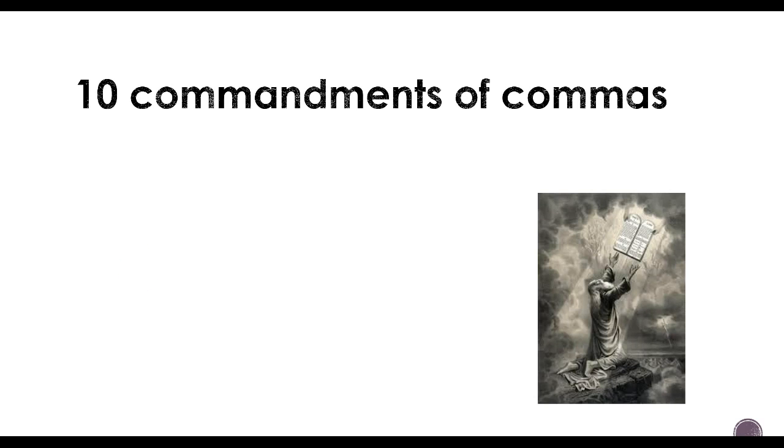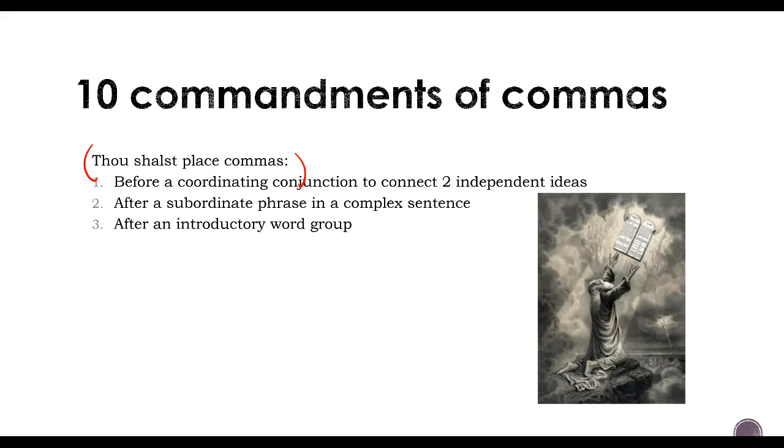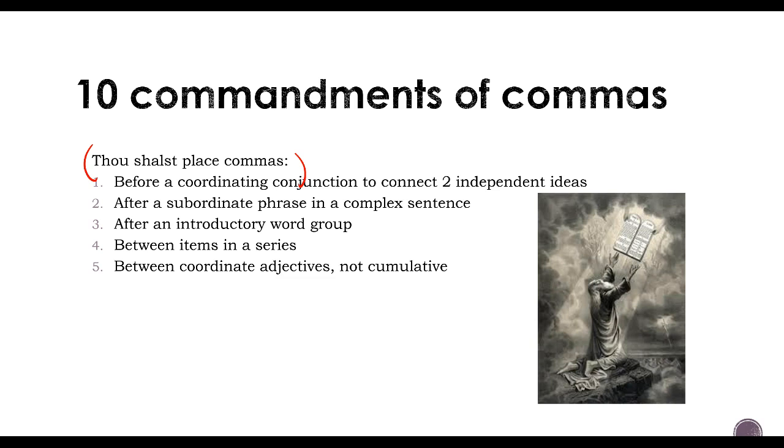So the 10 commandments of commas are, thou shalt place commas in the following 10 areas. Before a coordinating conjunction to connect two independent ideas. You might remember that from grammar lesson 1. After a subordinate phrase in a complex sentence. You might remember that from lesson 1 as well. After an introductory word group. Between items in a series. Between coordinate adjectives, not cumulative.